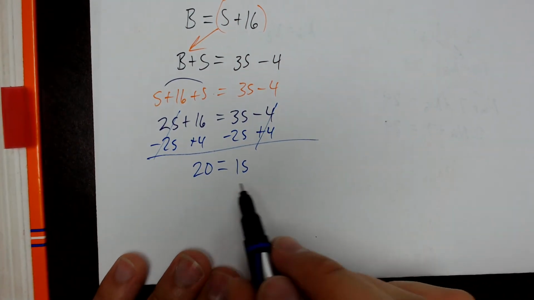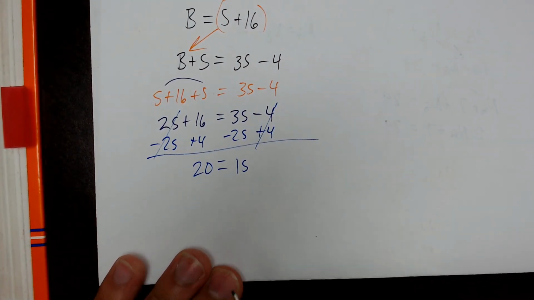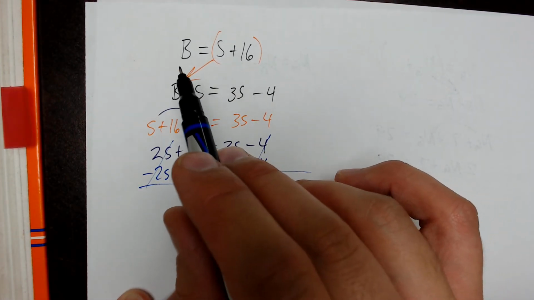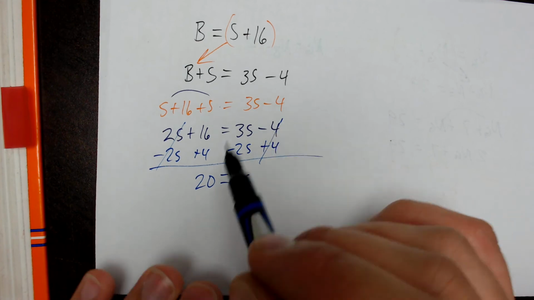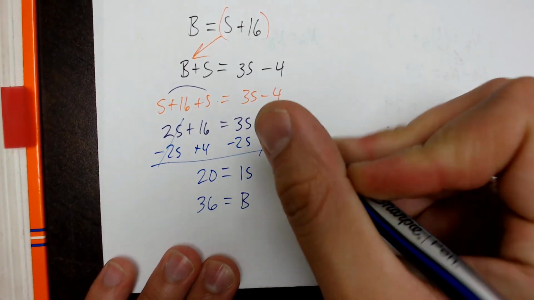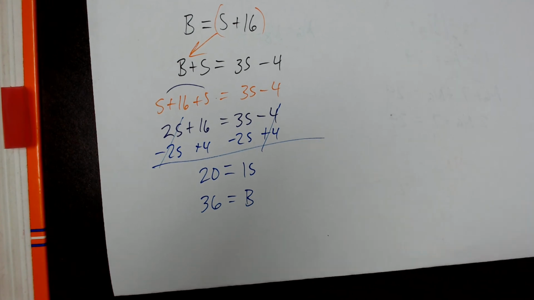So if 1s is equal to 20, then the small number is equal to 20. Now the big number is equal to small number plus 16. If I add 16 to 20, I get 36, and that equals the big number.